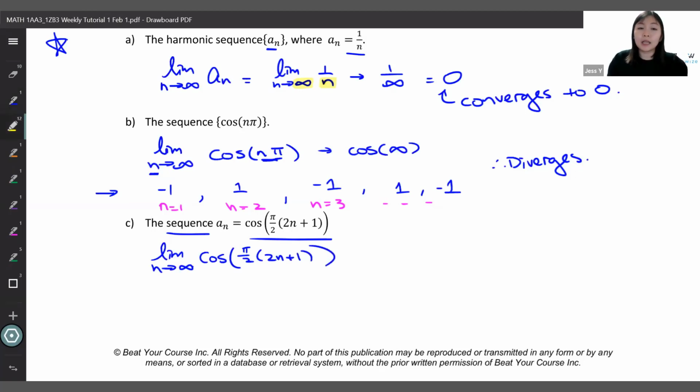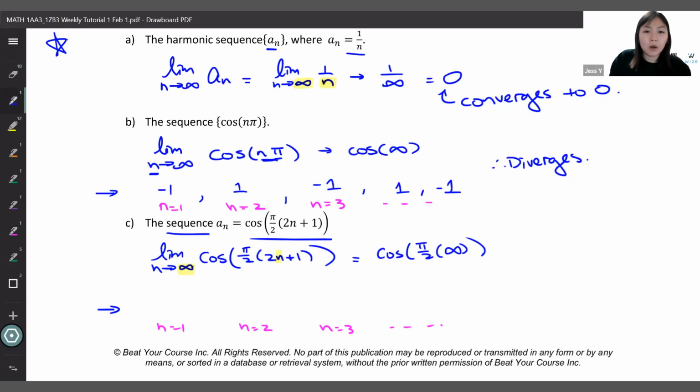When you're evaluating a limit, the first thing you do is take whatever n approaches and plug it in for the n in the question. So this essentially becomes cos of pi by 2 times some kind of infinity. And cos of infinity, I don't know what's happening. So I can't say it converges. I can't say it diverges. I have to check to see what happens when n equals 1, n equals 2, n equals 3 to see if I can have some kind of pattern happening.